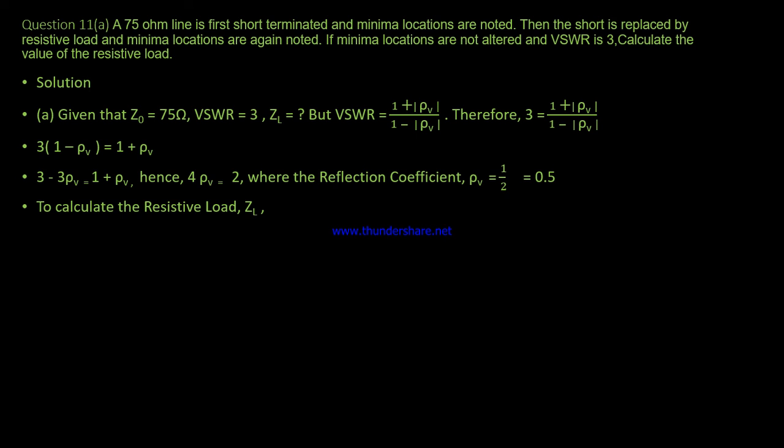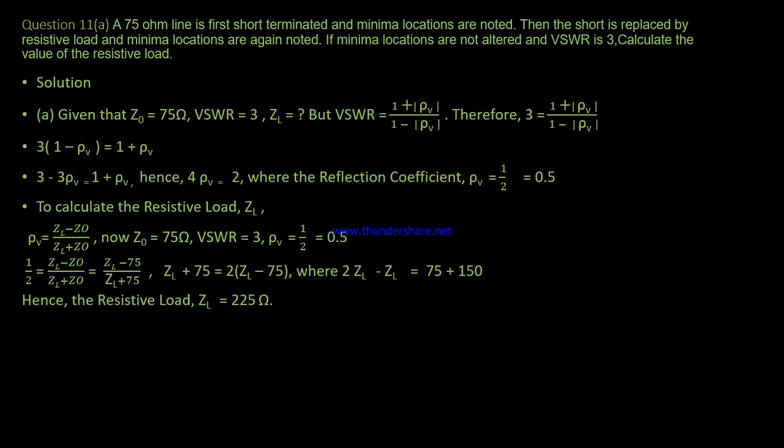Now, to calculate the resistive load, the reflection coefficient is ZL minus Z0 all over ZL plus Z0. Z0 is given to be 75 ohm, and the reflection coefficient is 0.5 as calculated. By substituting these values into this equation, we have our resistive load to be 225 ohm.